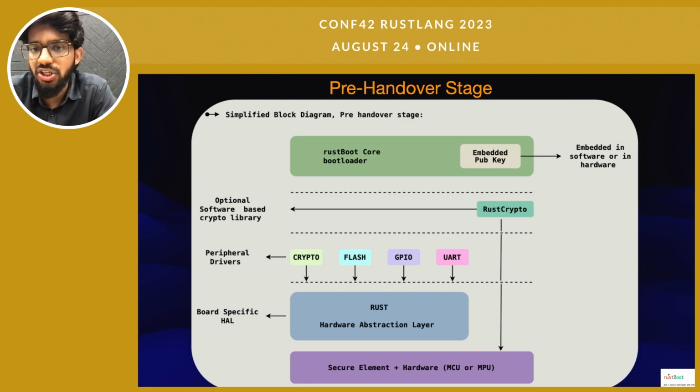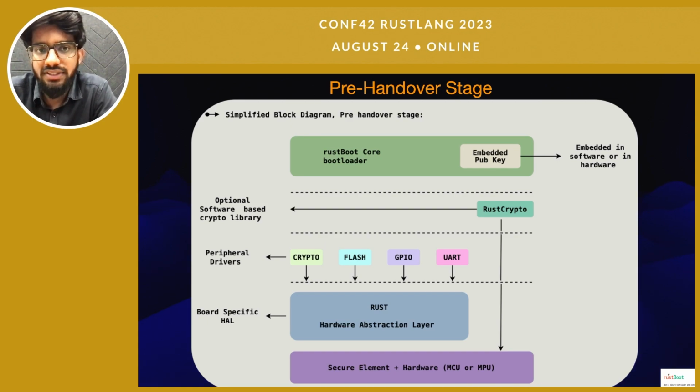The next is Rust crypto. So basically an optional software-based crypto library. So if you have hardware available, go for it. If you don't have it, you can use the Rust crypto layer, which is a third-party layer, which is proven, and we're going to take it and use it, which will help with the verification of your firmware.